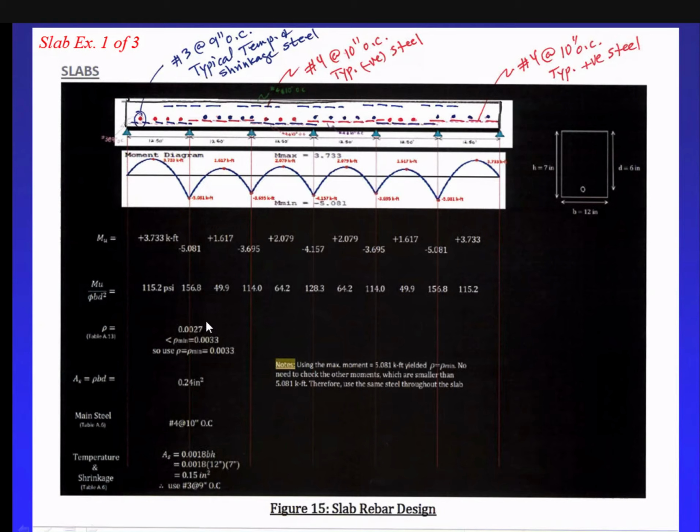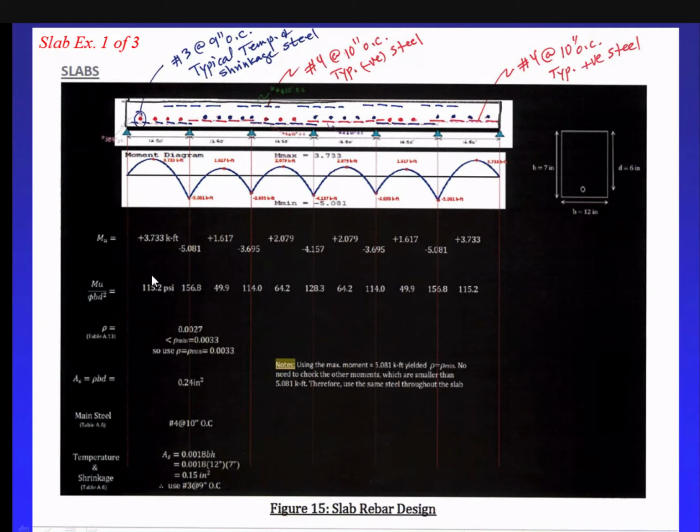Okay. So if I use rho minimum, then I'm going to have number 4 at 10 inches for all of them. So again, for the positive steel here, between this is going to be the positive steel, this is going to be the positive steel between the support. This is the positive. I show them different colors just so you can see them. But guess what? They all going to be the same number 4 at 10 inches on centers. Typical positive steel. Why? Because we're using the same rho, which is rho minimum. If rho is the same, b is the same, and d is the same, so it's going to be the same number.